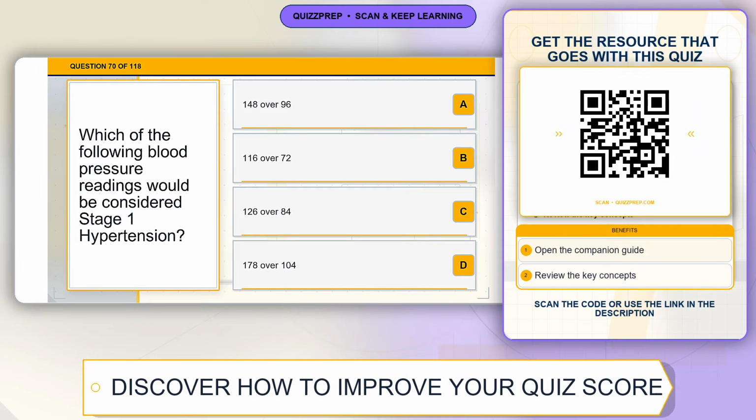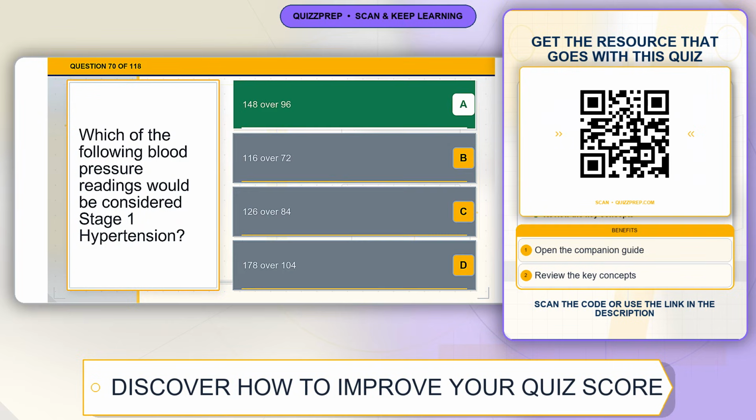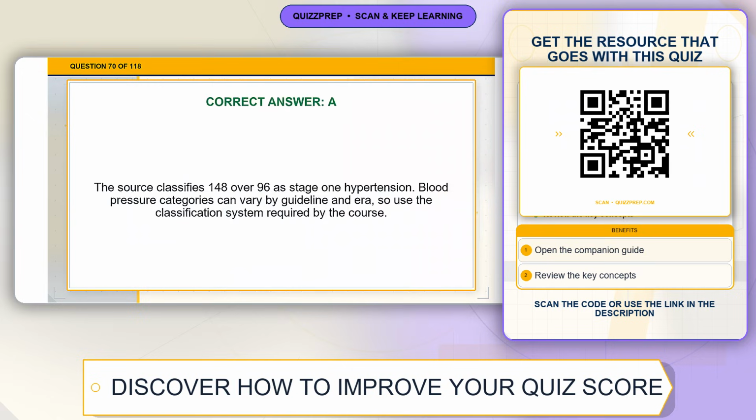Question 70. Which of the following blood pressure readings would be considered stage 1 hypertension? Option A, 148/96. Option B, 116/72. Option C, 126/84. Option D, 178/104. The correct answer is option A, 148/96. Explanation. The source classifies 148/96 as stage 1 hypertension. Blood pressure categories can vary by guideline and era, so use the classification system required by the course.